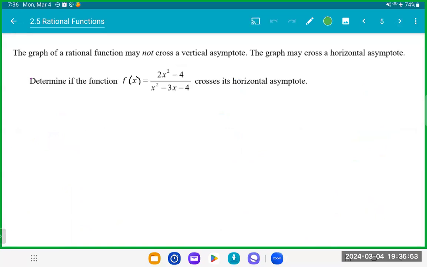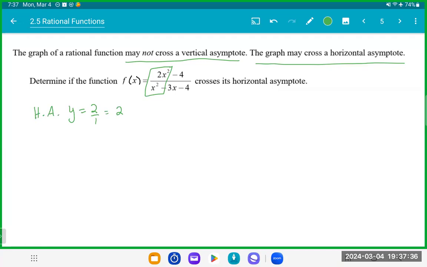Okay, so we have this graph of a rational function. And as I mentioned a while ago, a vertical asymptote cannot cross that line. However, it's possible that sometimes a horizontal asymptote will cross that line. And to determine if the function has an asymptote that crosses, we can do this. So here we see we have n and m are equal. So that means that y equals 2 over 1, which is 2, is our horizontal asymptote.